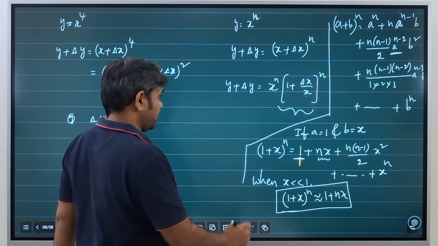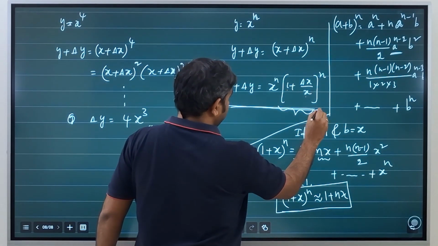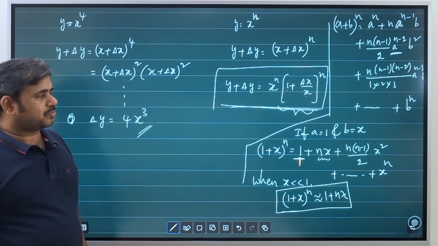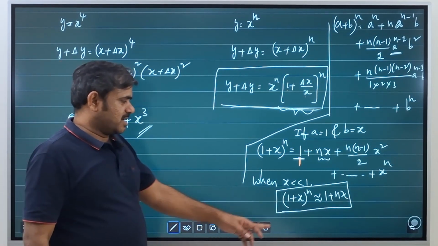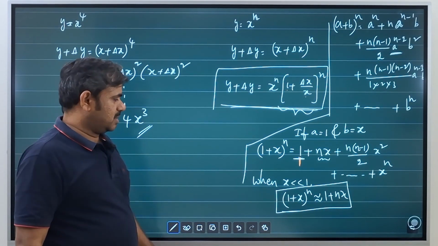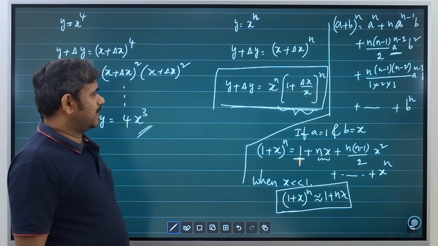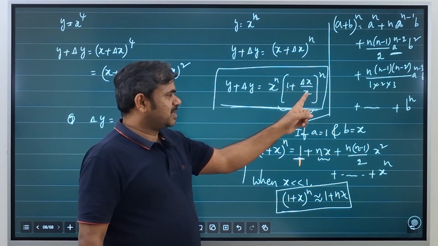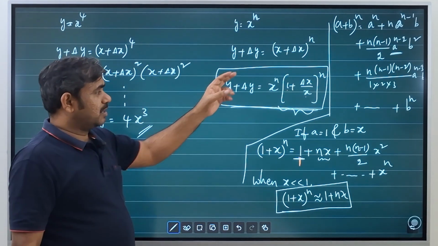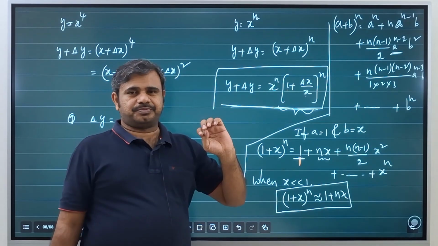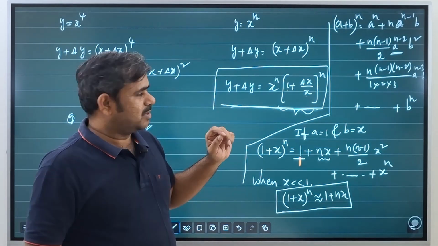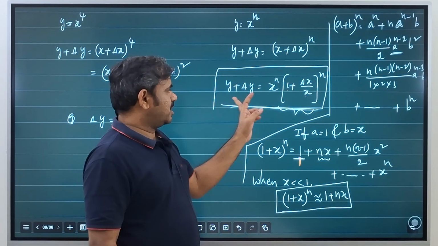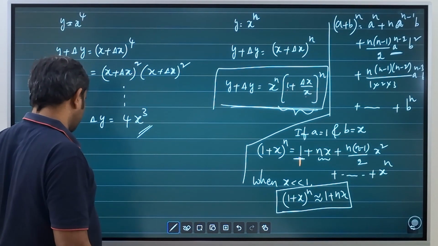This approximation we are going to use to find dy by dx here. Let's see how. When delta x becomes much smaller than x, delta x divided by x becomes very small when compared to 1. I'll write down this equation in the next page and we'll proceed further.